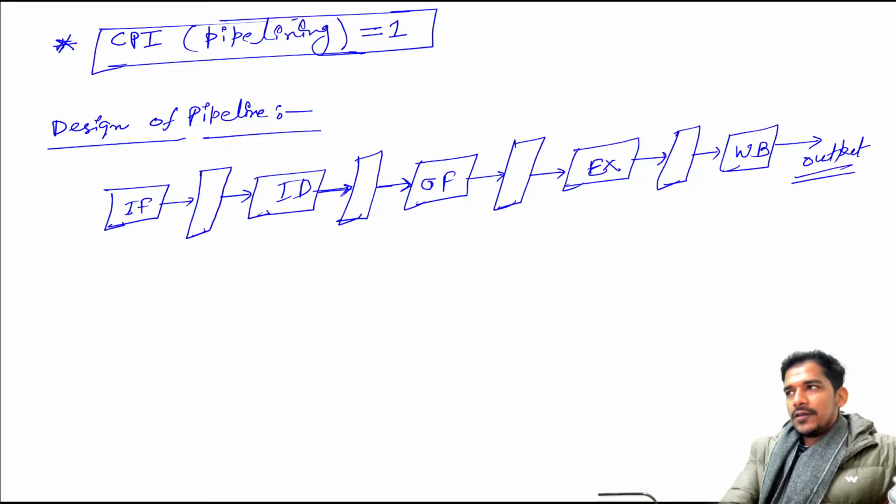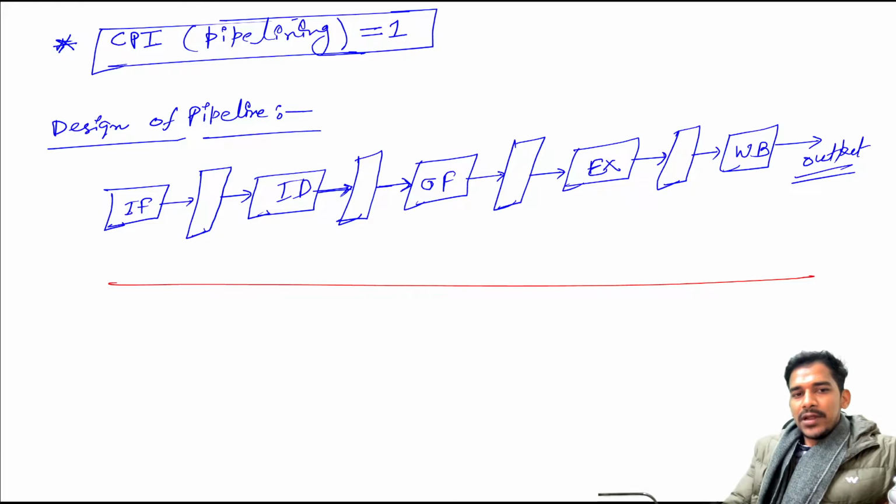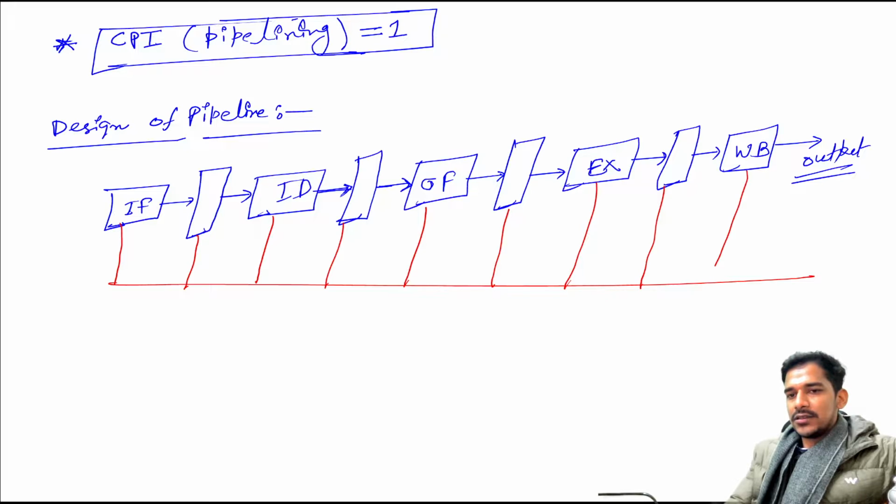Now the question is how we will connect all these stages to a single clock so that they are synchronized, right? So all these stages of the pipeline are connected to the same clock, and the output of one stage will be available at the end of the cycle. So this is your clock to which all the stages are connected, and the frequency of this clock will depend on the slowest unit of the pipeline.